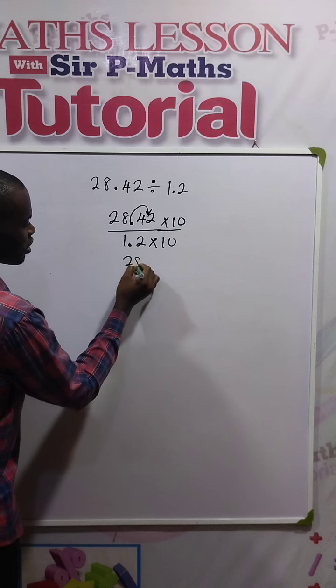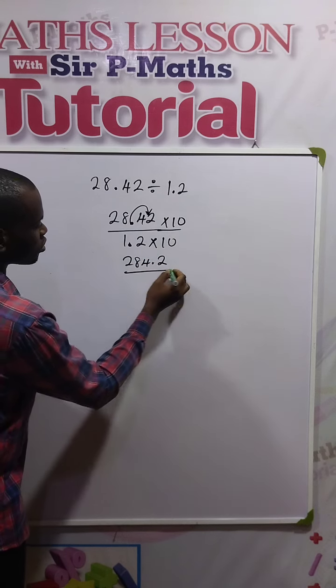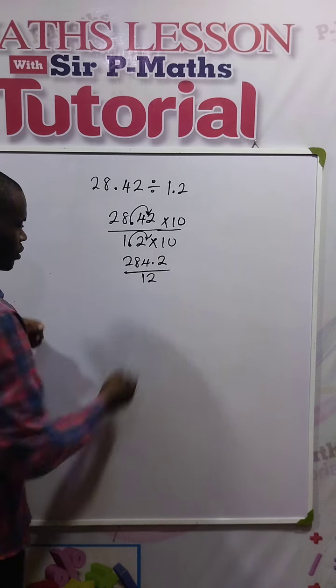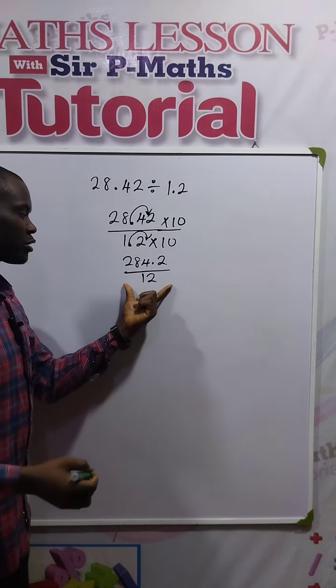So we're having 284.2. Then move the decimal to the back as well. We have 12. So let's divide this number by 12.